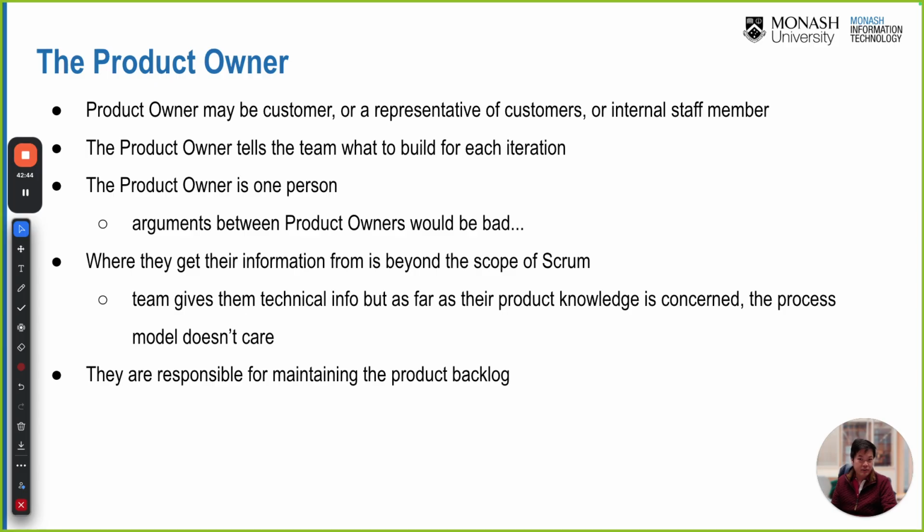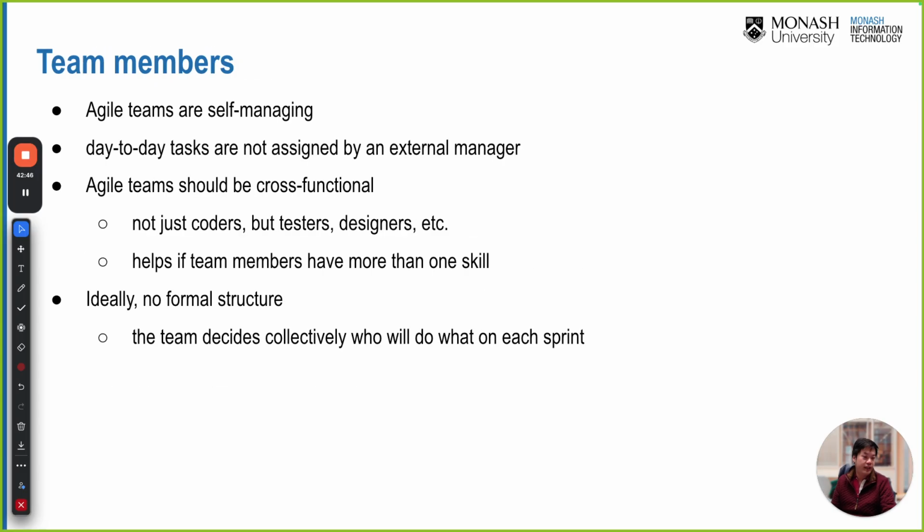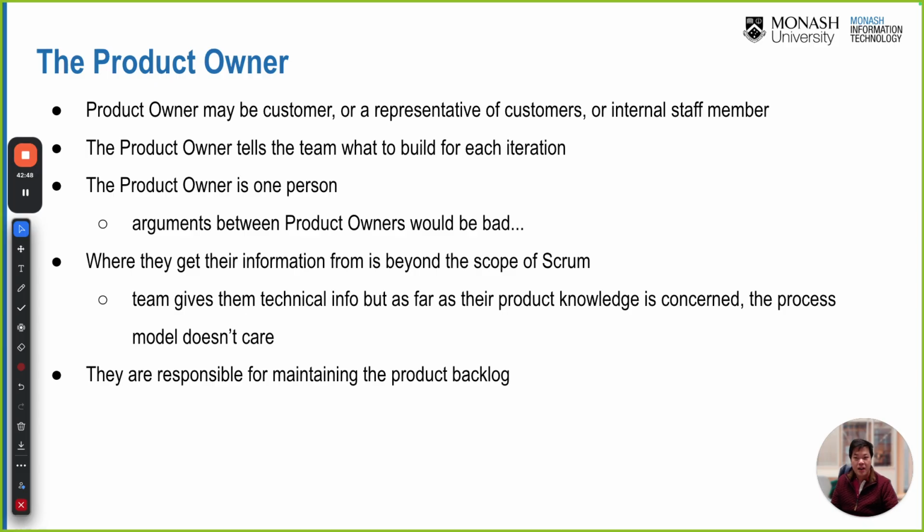And they will tell the team what to build for each iteration, okay? And the product owner is normally one person, okay? Otherwise, if you have 3 product owners and they have arguments, product owner 1 wants this, product owner 2 wants that, this kind of contradictory argument is really bad for the team. We don't want that, okay?